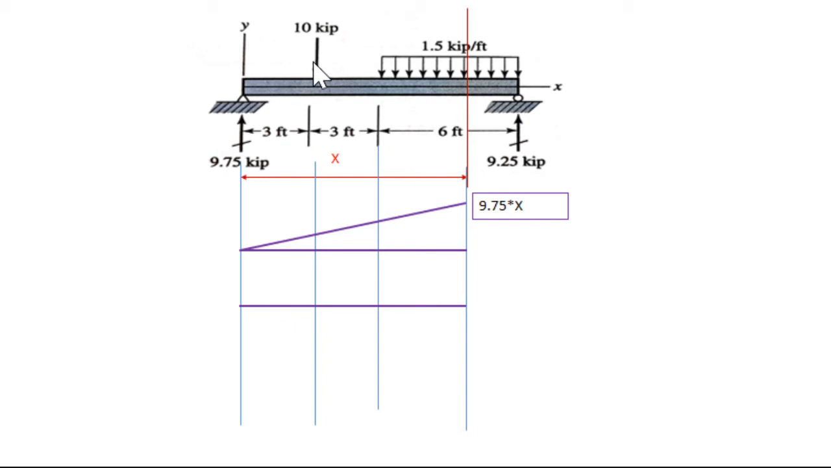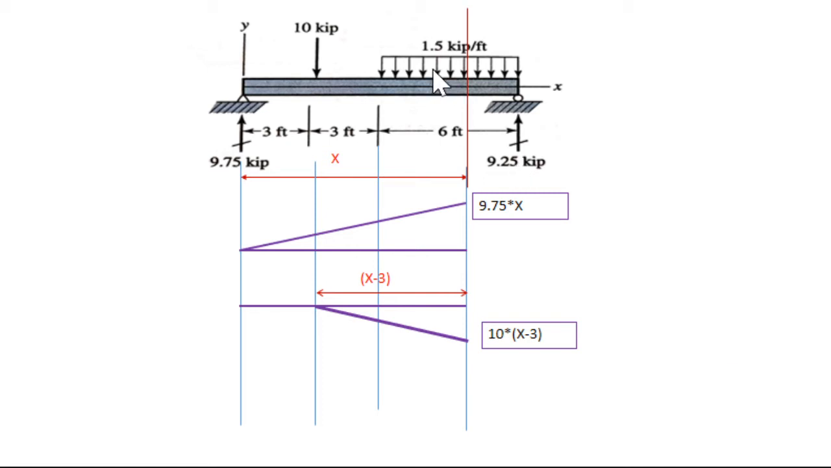Next, we have to draw the bending moment diagram for this 10 kip load. It will start from here and it is downward, so a negative moment will come. So 10 multiplied by the distance, which will be x minus 3. The total distance is x and this is 3. So this distance will be x minus 3, and this will be your bending moment diagram. And what will be this ordinate? It is 10 multiplied by x minus 3. So this will be your ordinate, and this is a negative moment.